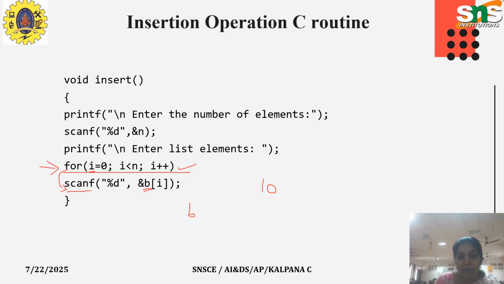Like I said, b of 0. Okay, we are going to insert one value, and b of 1, we are going to insert another value, let's say 15. So something like that we are going to do. So this b of I is nothing but b of the index value, b of 0, 1, 2, 3 till the n. We are going to insert values.